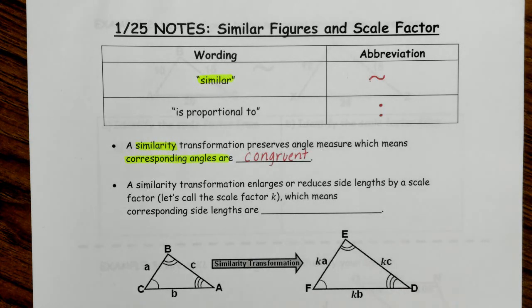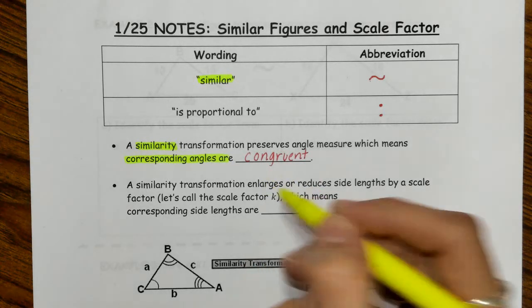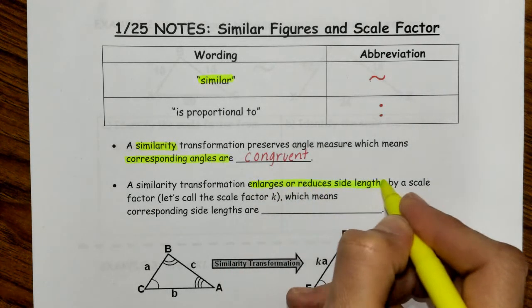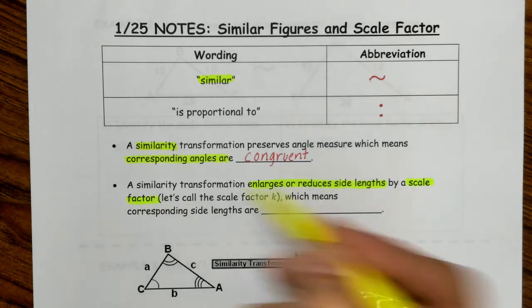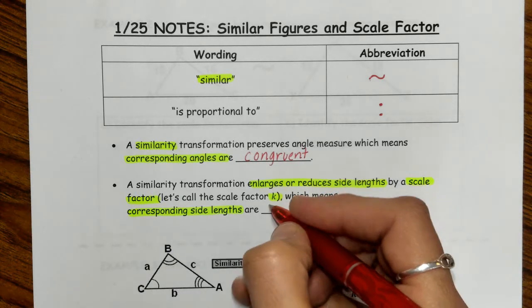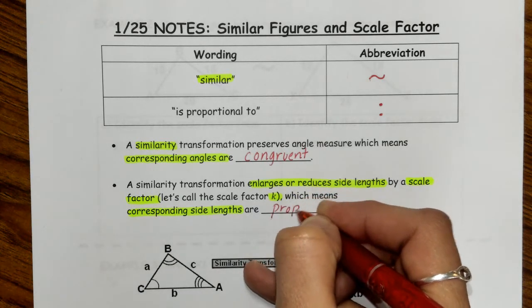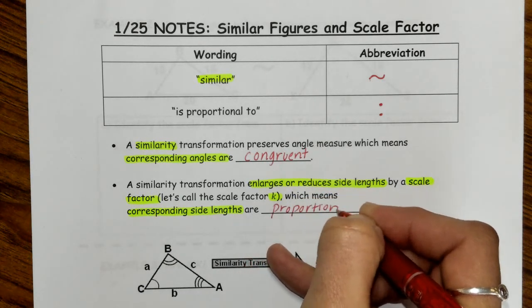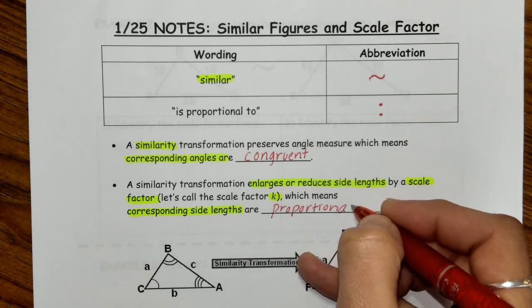Your similarity transformation in regards to your lengths, it's the side lengths, it's going to enlarge or reduce the side lengths by a scale factor. Remember, scale factor is that lowercase k. Which means corresponding side lengths are not congruent, but they are, as you heard me say earlier, proportional. And that's what this will be talking about, figuring out if they are proportional.